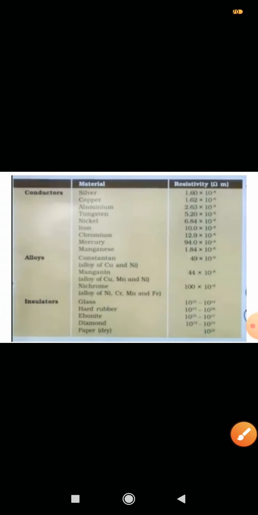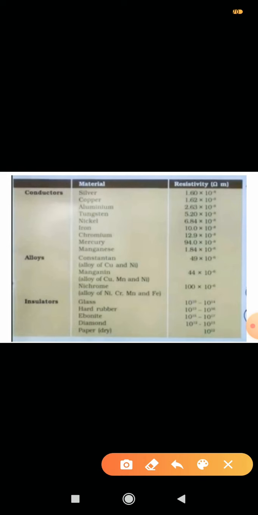Yes, easy. So now the last part of this video. The chapter didn't end, but the video is going to end. All materials have different resistivity. Conductors have low resistivity, while insulators have high resistivity, so they insulate, meaning they cannot flow current, because their resistivity is very high.